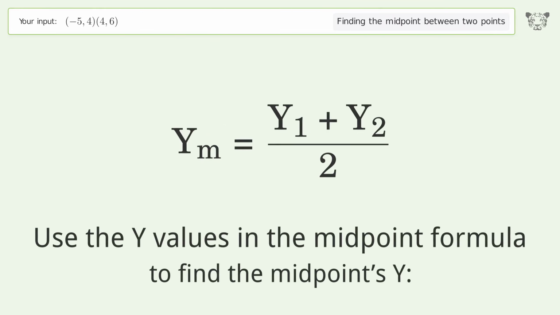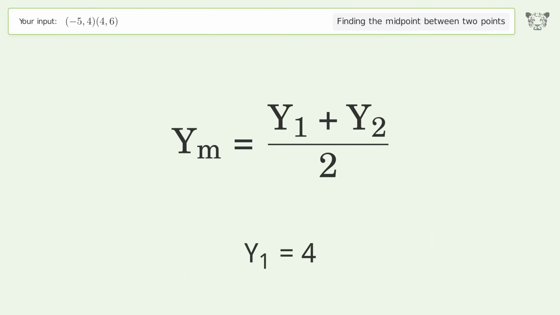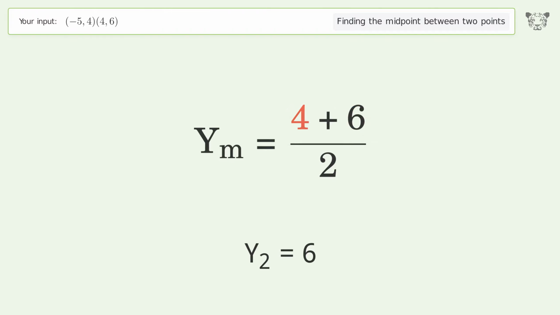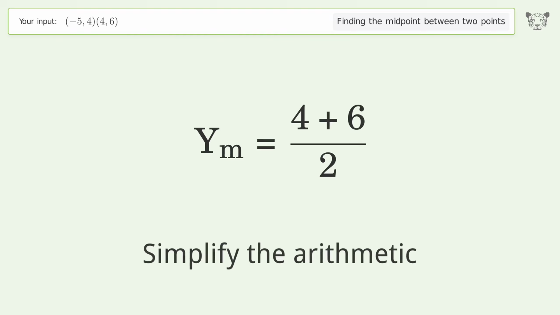Use the y values in the midpoint formula to find the midpoints y. y1 equals 4. y2 equals 6. Simplify the arithmetic.